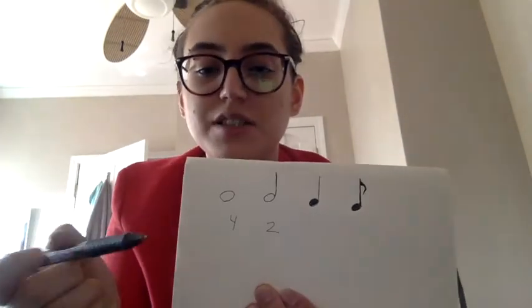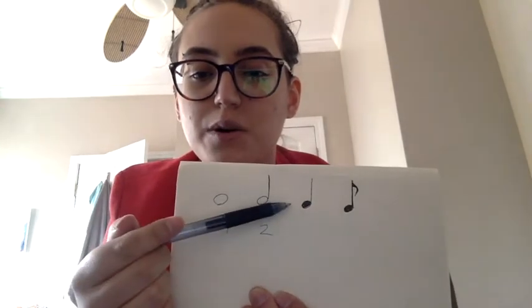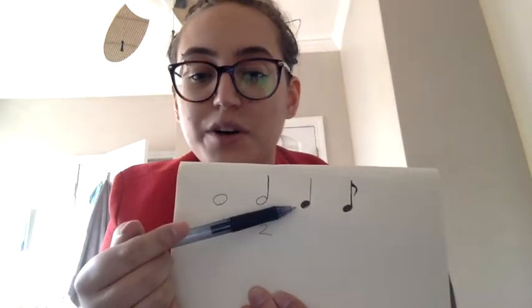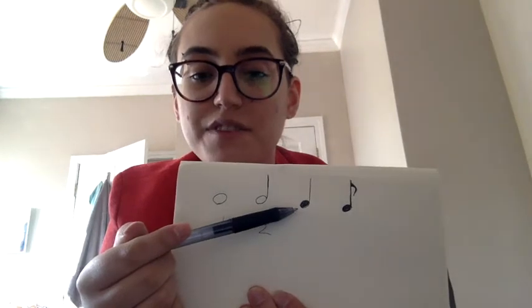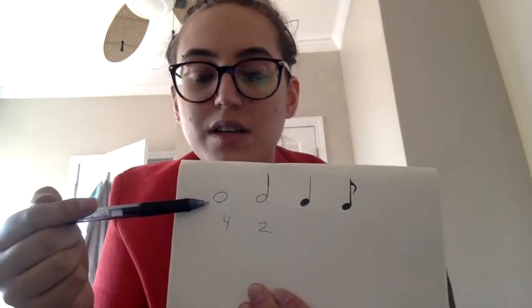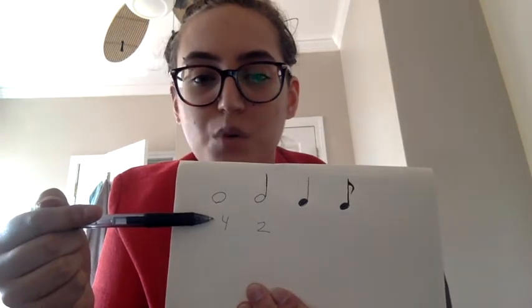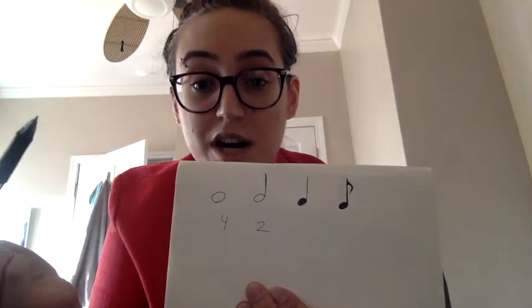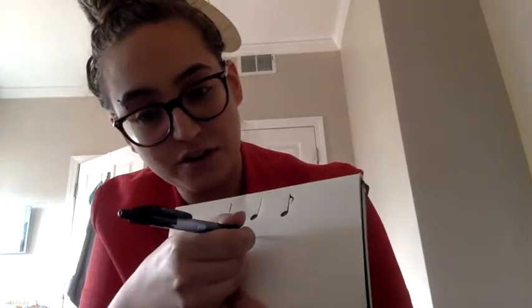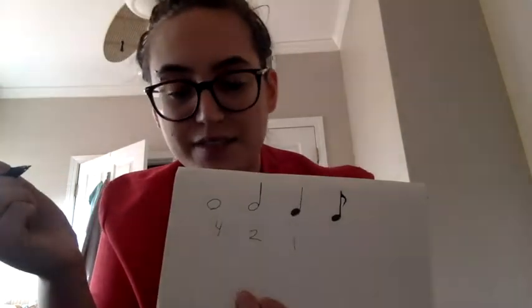And then we go into quarter notes, right? It's called a quarter note because it gets a quarter of the value of a whole note. So what's a quarter of 4? 1/4 of 4 is 1, right? So a quarter note gets 1 beat.